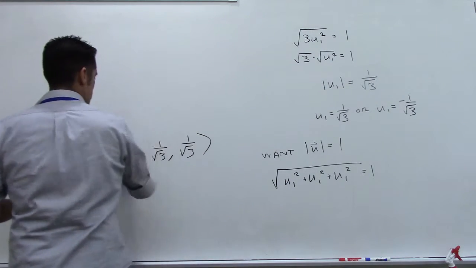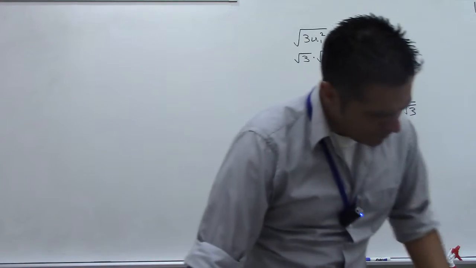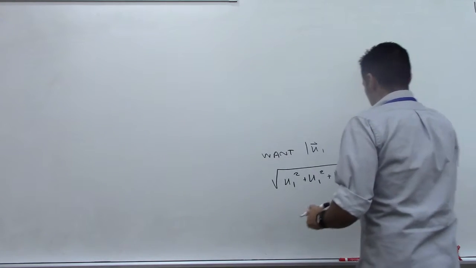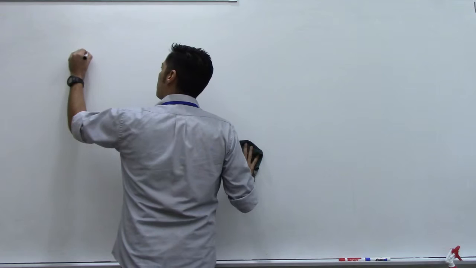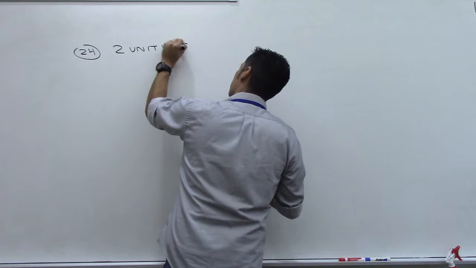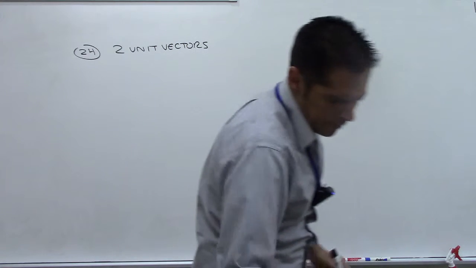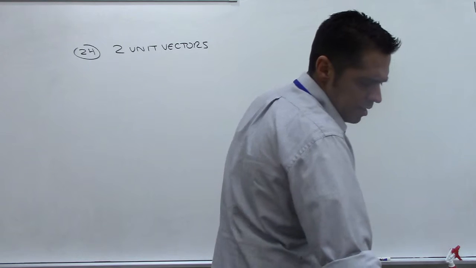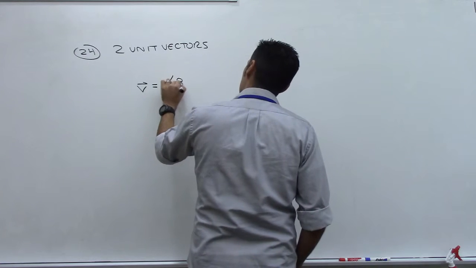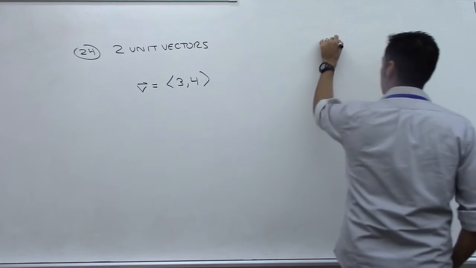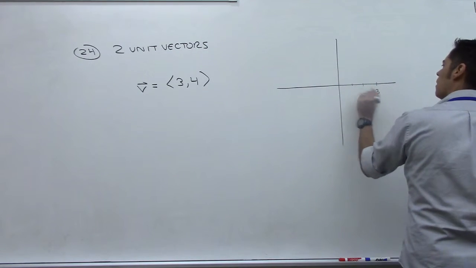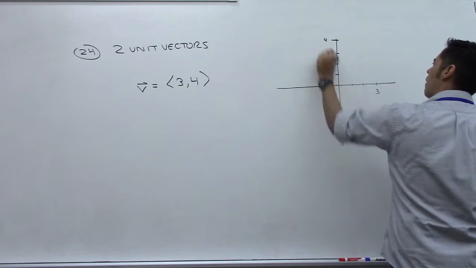All right, that was 23. 24. Find 2 unit vectors. So I want to find 2 unit vectors that make an angle of 60 degrees with the vector v is 3, 4. Now this is 2-dimensional, so I should be able to draw this. So here's the vector 3, 4.